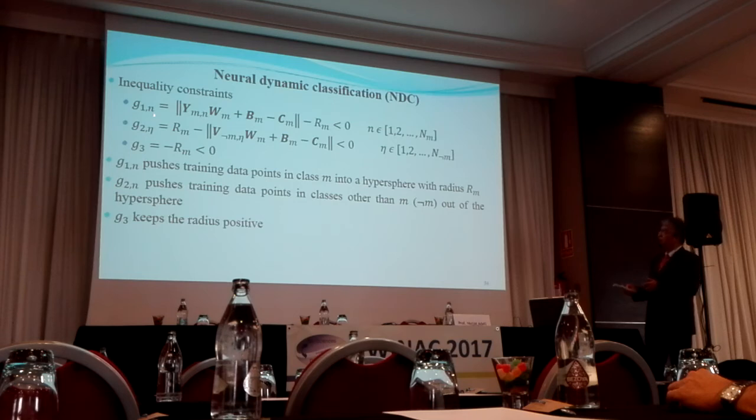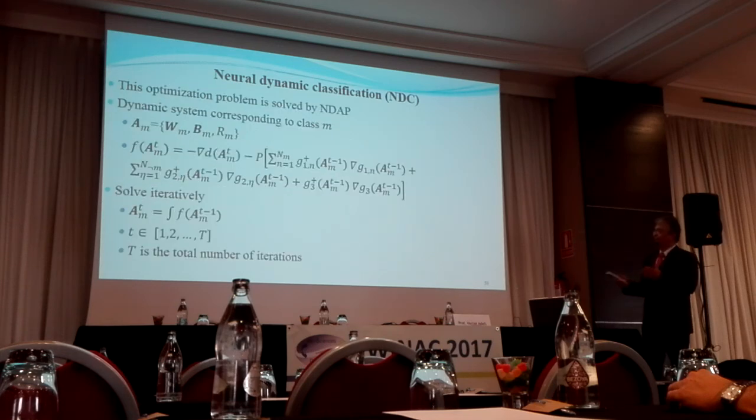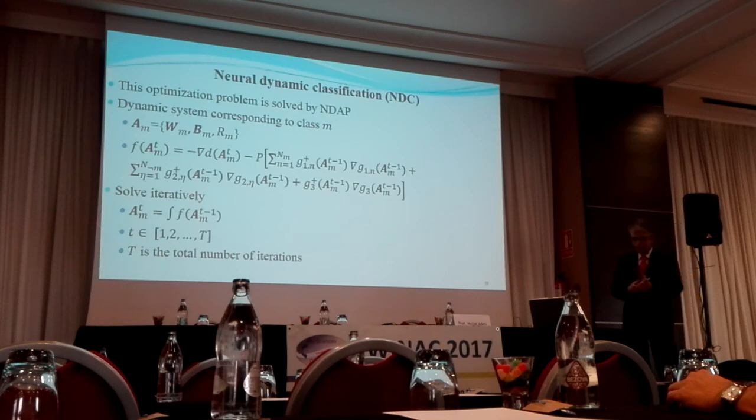So what do they mean? This one means the idea is to push training data points in class M into a hypersphere with radius Rm. The second one pushes training data points in classes other than M out of the hypersphere. And the third one keeps the radius positive. We want the radius to be positive. Then this optimization problem is solved by adapt. So the dynamic system corresponding to class M is defined like that and solved iteratively.